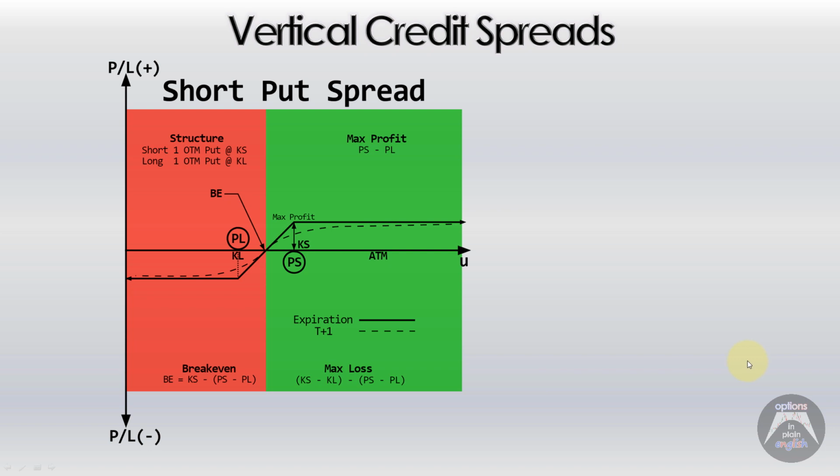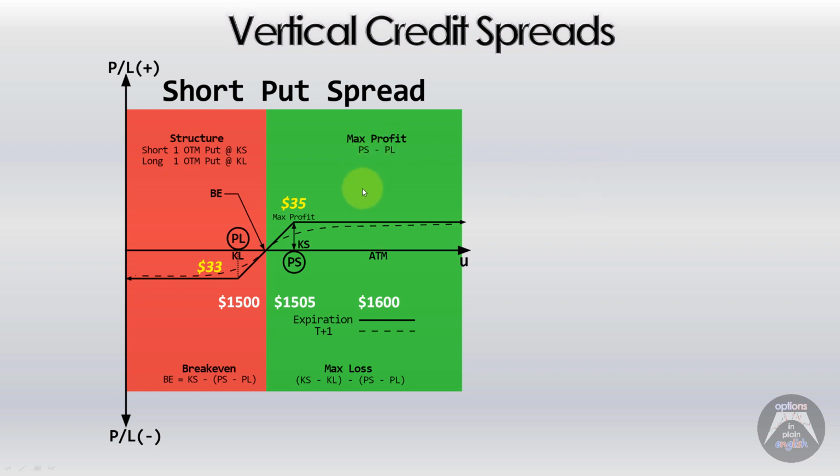Now we're going to take a look at an example for a short put spread. What we have is a stock that's trading at $1,600, and we have a put at $1,505, that's the strike price, that's trading at $35, and another put at $1,500, so that's the strike price for the long put, and that one's trading at $33.